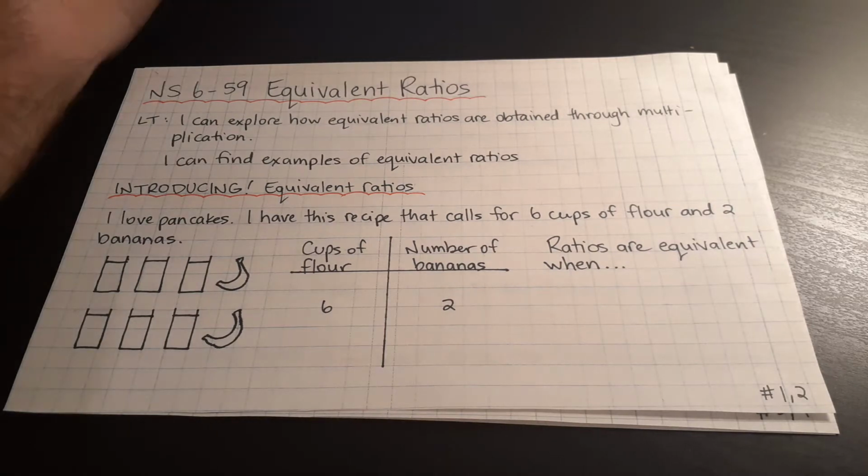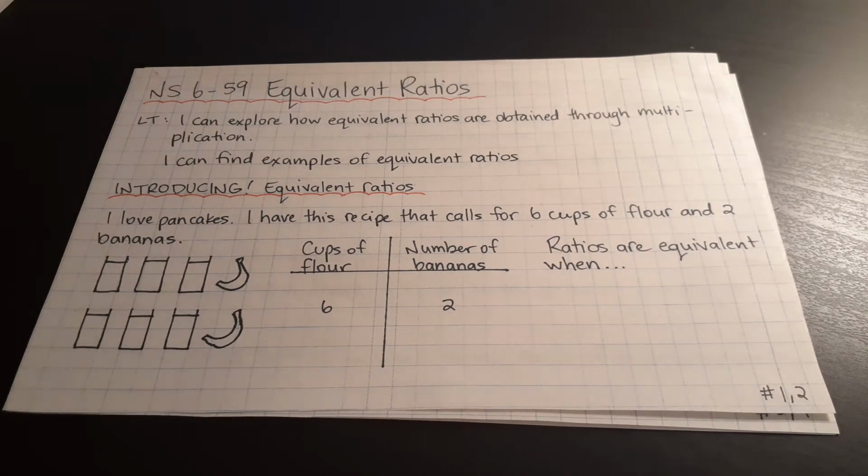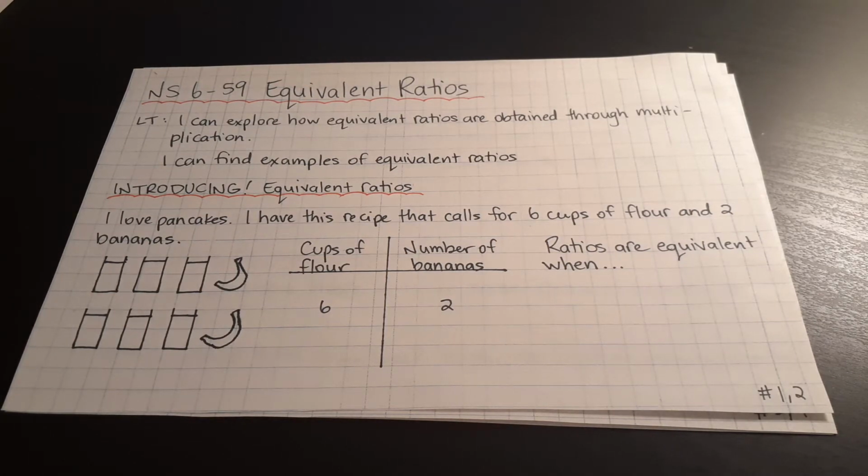This one starts with equivalent ratios. So it's a unit on ratios and percentages, I think is what it's called. It's one of the number sense units. So a couple of learning targets. I can explore how equivalent ratios are obtained through multiplication. The second learning target is that I can find examples of equivalent ratios.